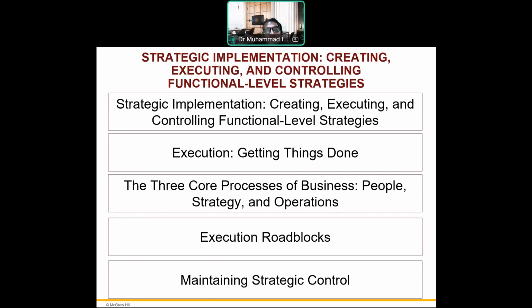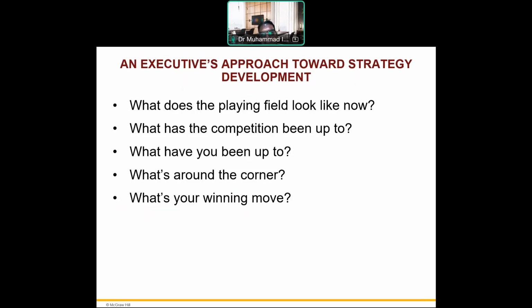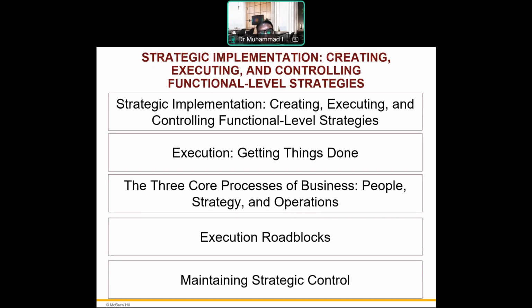Let's see. So here is the strategy. The main thing here is executing and controlling functional level strategy. We already discussed corporate level strategy and business level strategy. Now the last strategy is the function level strategies. The CEO is thinking about how to implement, develop, and carry out the strategy. All these questions can be answered from these slides.